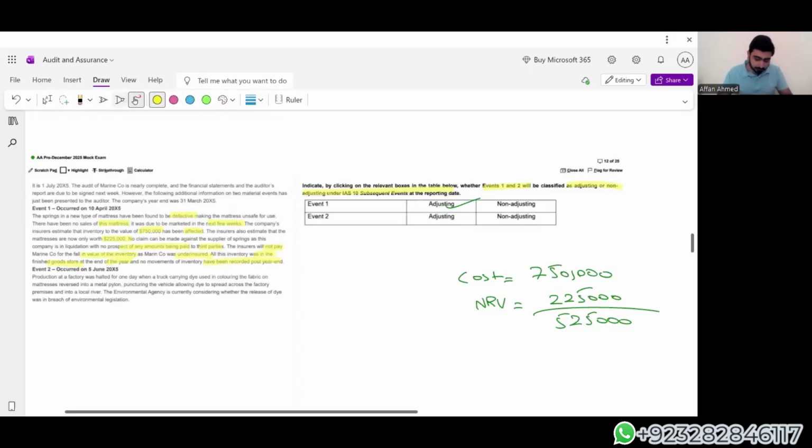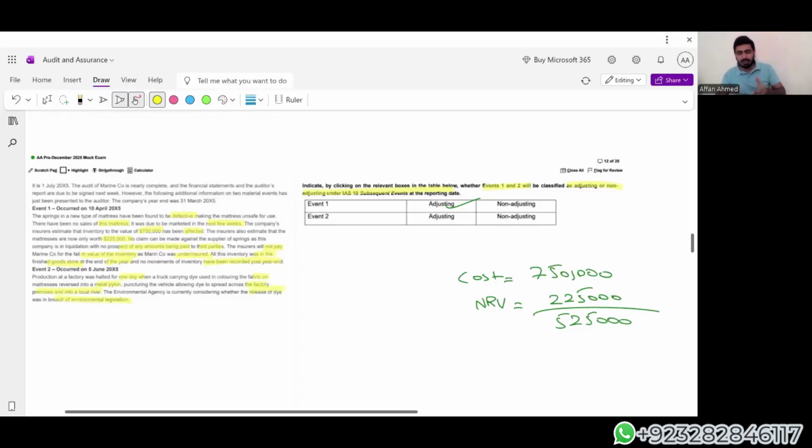Now, event number 2. Production at the factory was halted for 1 day, and the truck carrying dye used in coloring the fabric on mattresses reversed into a metal pylon, puncturing the vehicle, allowing dye to spread across the factory premises into a local river. The environmental agency is currently considering whether the release of dye was in breach of environmental legislation.